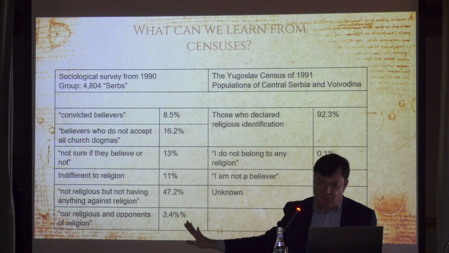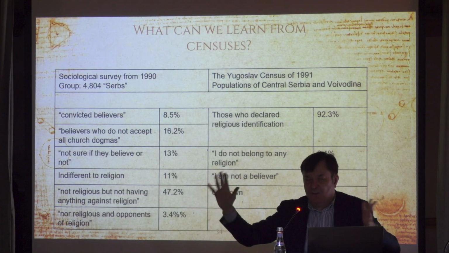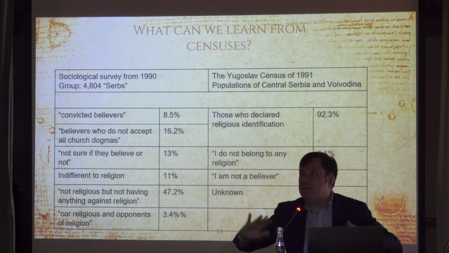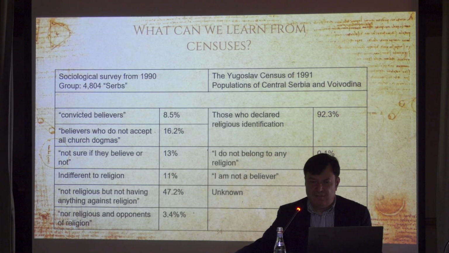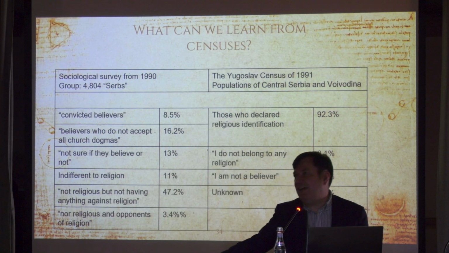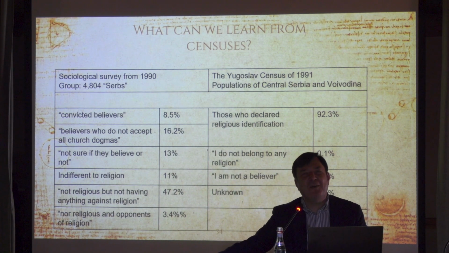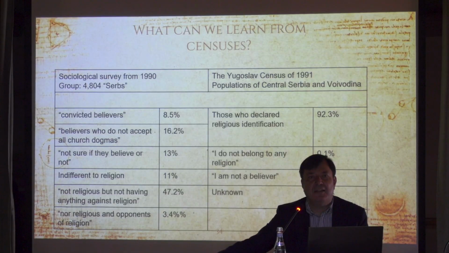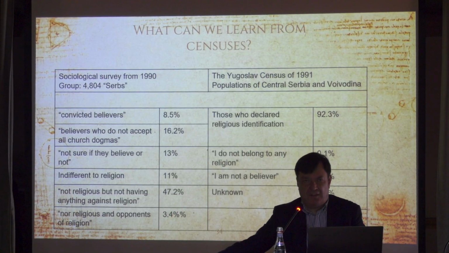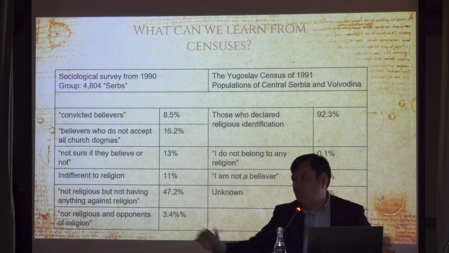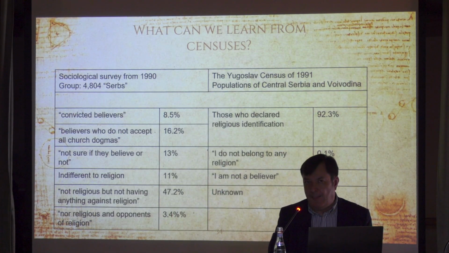All of them definitely do not believe. We don't know for those who are not sure. Okay, they can be here or there. So at least 60% do not believe. But 92% of them said, I'm Orthodox, I'm this, I'm that. And this is about identity. Because when they said I'm Orthodox, they didn't declare only their religious identity. Their religious identity was also their ethnic, national, who knows what other identity.